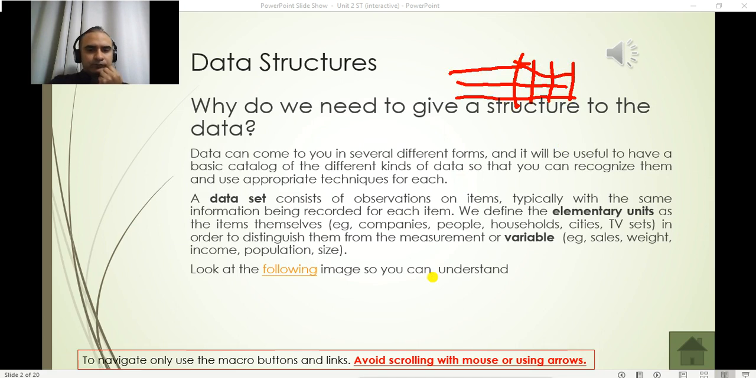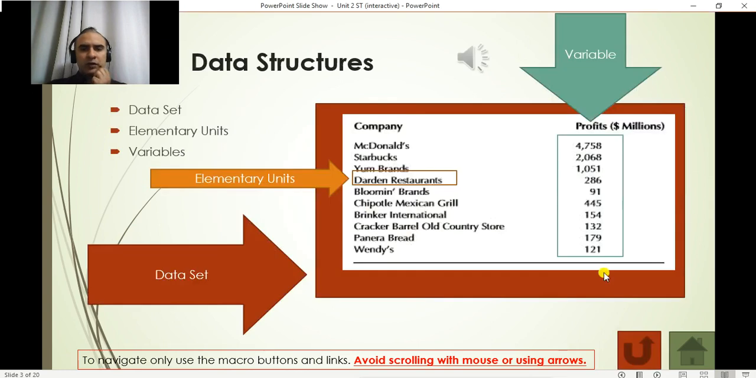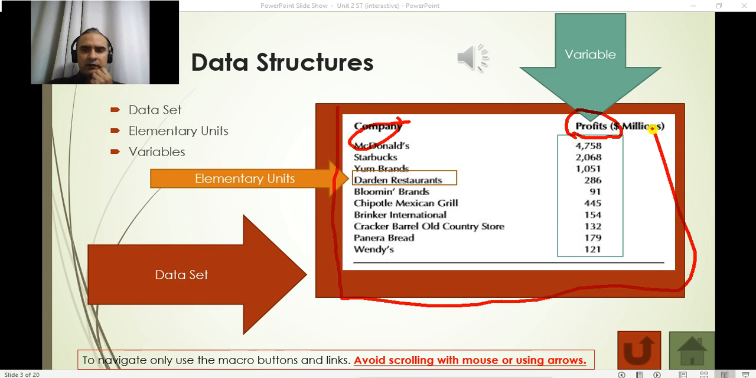Okay, so now let's go to the following image, and here let's look at it. So this is a data structure, so data that is already structured. In this case we decided, okay, we have a lot of information about companies. Actually we could even label it more clearly as restaurants, but anyways, in this case we decided to label it as companies, and we decided to label the profits. So what we have all around here, we call it a data set. We're not going to call it information, just numbers, names or cells, no, we're going to call it a data set.